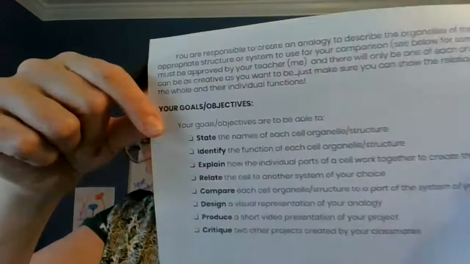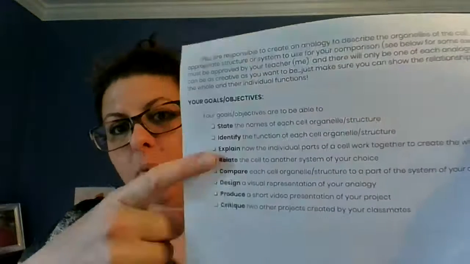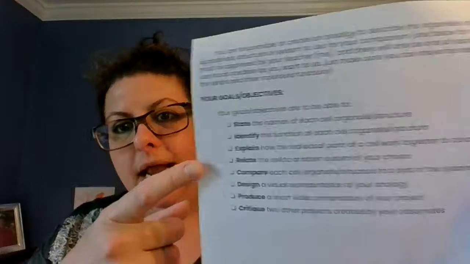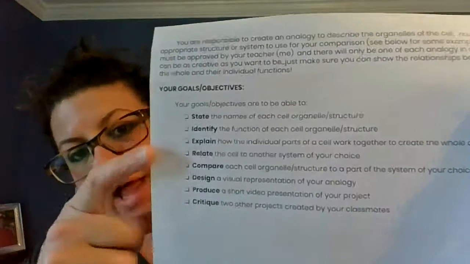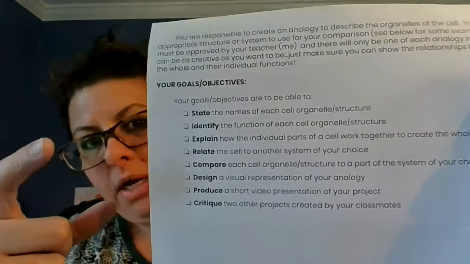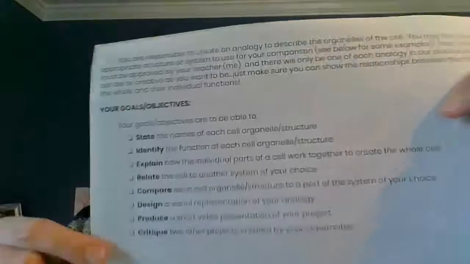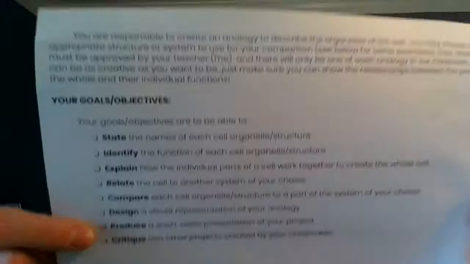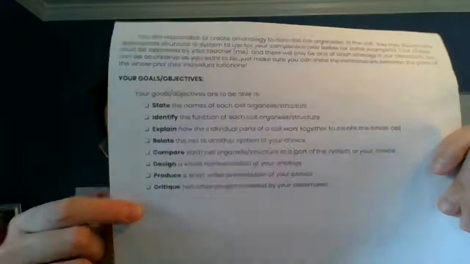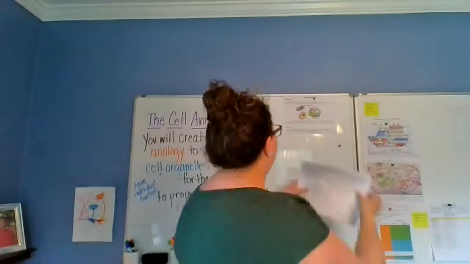So here are those goals, okay? We're going to state the names of every cell organelle that we have been learning about. We're going to identify each of their functions, and explain how the individual parts of a cell work together so the whole cell can function as a unit of life. We're going to relate the cell to another system of your choice, compare the cell organelle to a part of that system, design a visual representation that shows your analogy, produce a short video presentation of your project, and then at the end, we will be able to critique each other's work, okay? So that's the overall what we're doing.